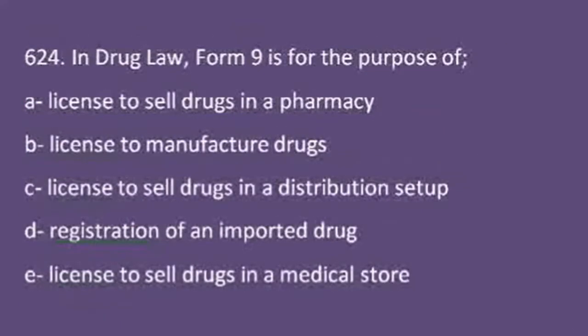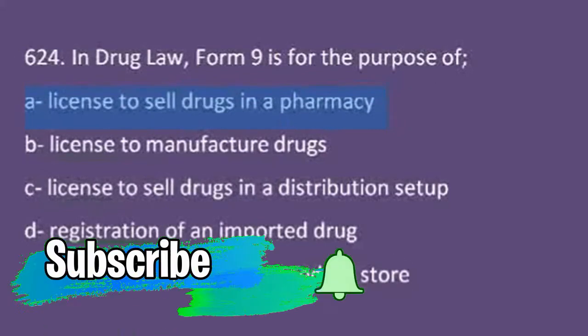Now the next MCQ: in drug law, Form 9 is for the purpose of license to sell drugs in a pharmacy, license to manufacture drugs, license to sell drugs in a distribution setup, registration of an imported drug, and the last option, license to sell drugs in a medical store. Actually, Form 9 is for the purpose of license to sell drugs in a pharmacy. For license to sell drugs in a distribution setup, we will require Form 11. And for license to sell drugs in a medical store, we will be required to apply through Form 10. So A is our correct option here.